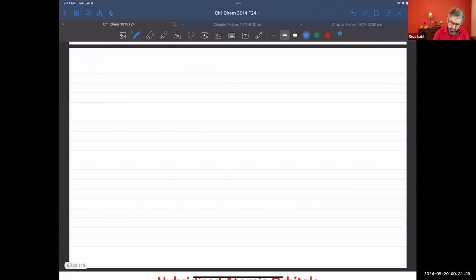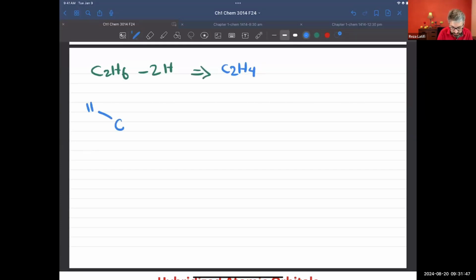Okay, now let's move to such a molecule. We have C2H6. We're going to remove 2 hydrogens from it, and that's going to give us C2H4. So we have a carbon attached to 2 hydrogens, and that carbon will be attached to another 2 hydrogens. Remember, carbon has 4 valence electrons, and right now, if you look at any carbon, it doesn't matter which carbon, carbon has made 3 sigma bonds.